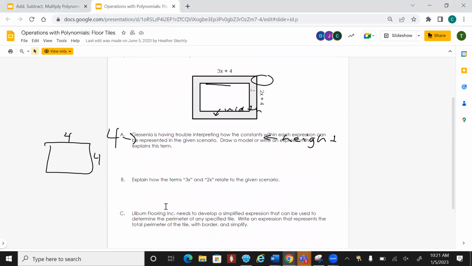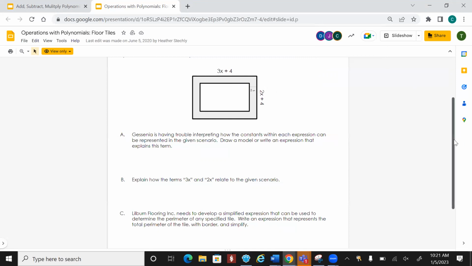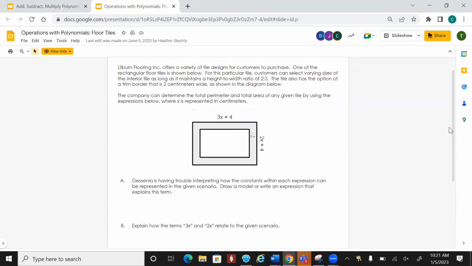Now, low-burn flooring needs to develop a simplified expression that can be used to determine the perimeter of any specified tile. Write an expression that represents the total perimeter of the tile with border and simplify. Okay. Go ahead and add that up.